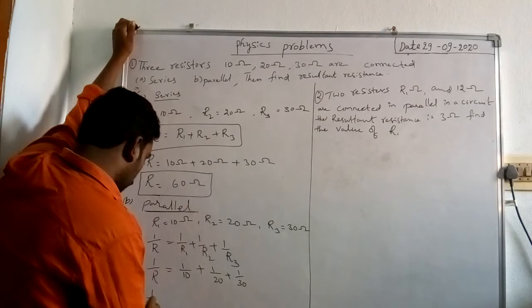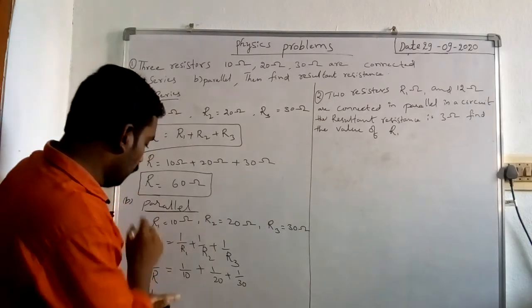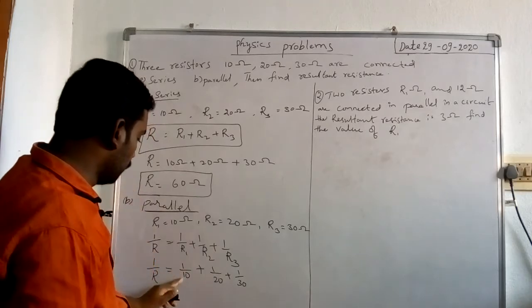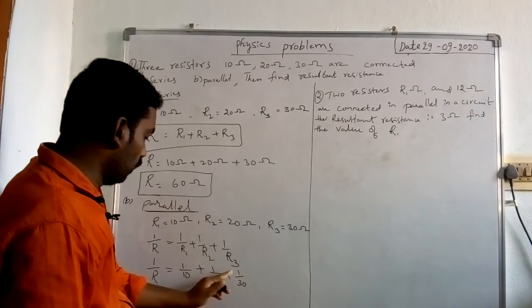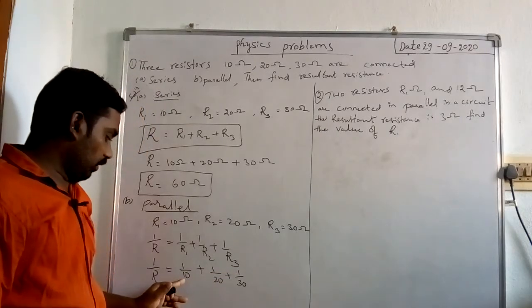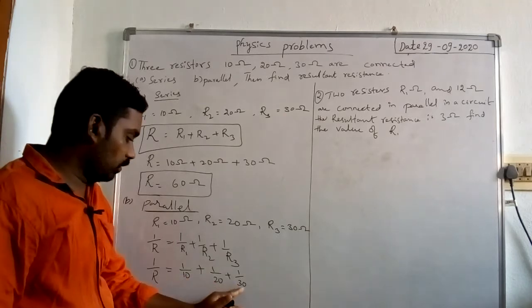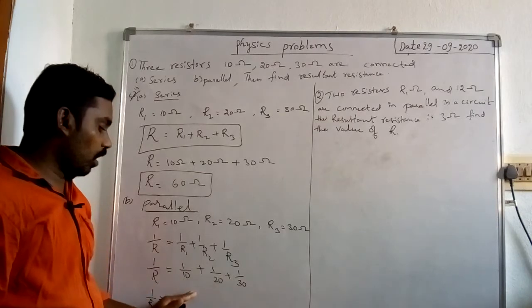Here take 1 by R. 1 by R means 1 by 10 plus 1 by 20 plus 1 by 30. For these 3 values, 10, 20, 30, you have to take the LCM.